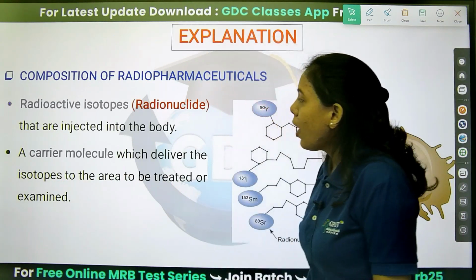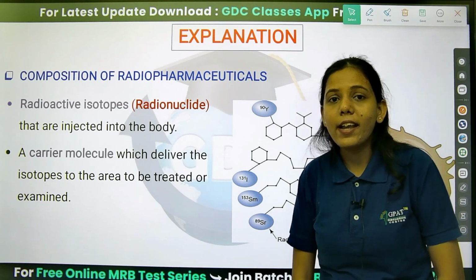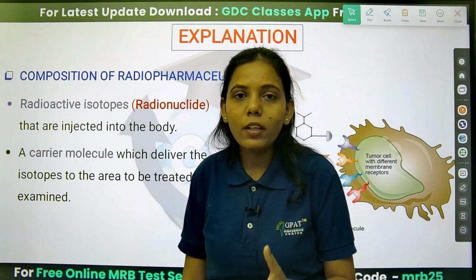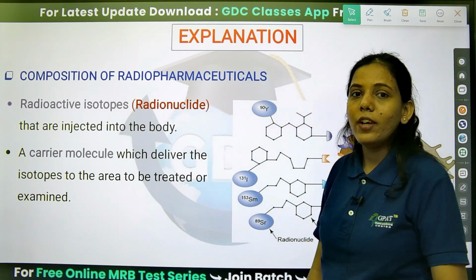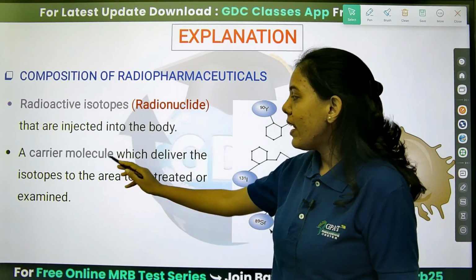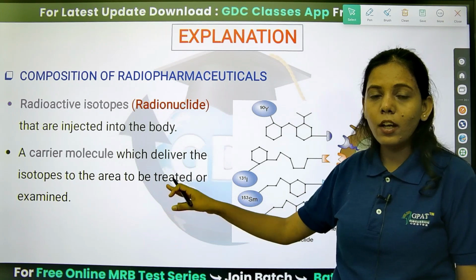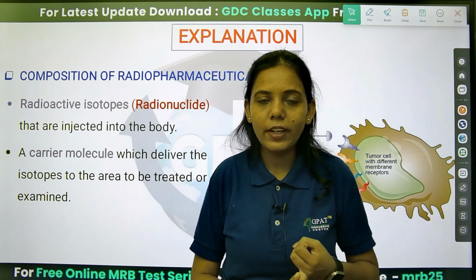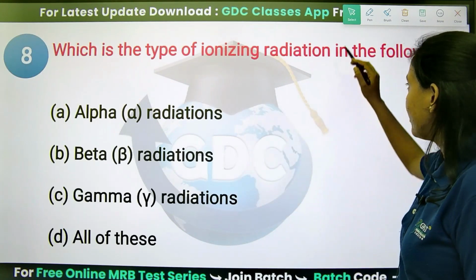Okay. So composition of radiopharmaceuticals, first is radioactive isotopes. Isotopes is nothing but which will have the same atomic number but different mass number. So radionuclides are injected into the body, so it is a part of radiopharmaceuticals, whereas a carrier molecule will deliver isotopes to the area to be treated. Okay, so there is carrier molecule as well as radionuclide. So option C, that is both A and B, was the right answer.